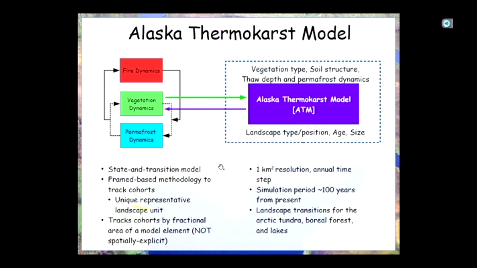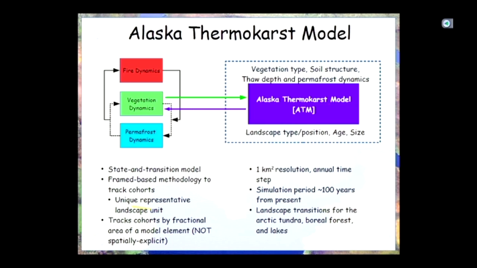Basically, it's a state and transition model based upon frame-based methodology to track cohorts, which are unique representative landscape units. And so a high center polygon would be a cohort, or a lake would be a second cohort. They're very unique and have different properties, and we've modeled those separately. We track cohorts by fractional area in each individual model element. It's not a spatially explicit model.